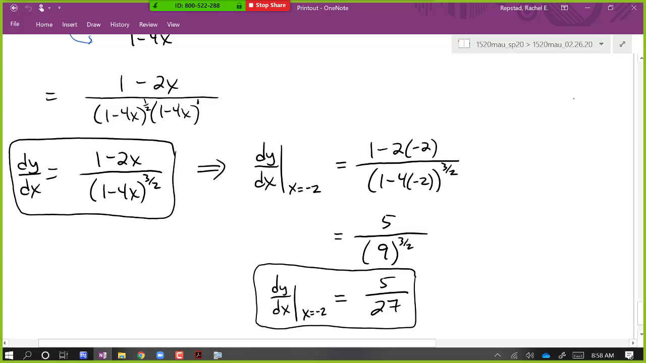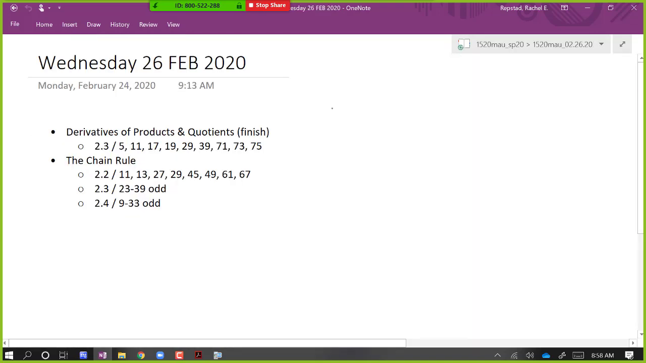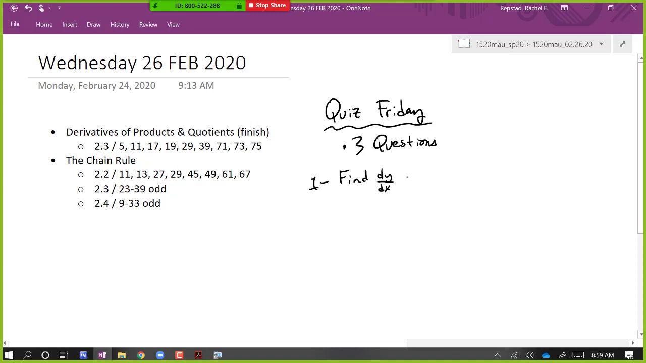Are there questions on this example before I talk a little bit about what to expect on your quiz Friday? All right. So I know Friday you have a short day. So there will be 3 questions. One question will be finding dy dx using a limit definition.